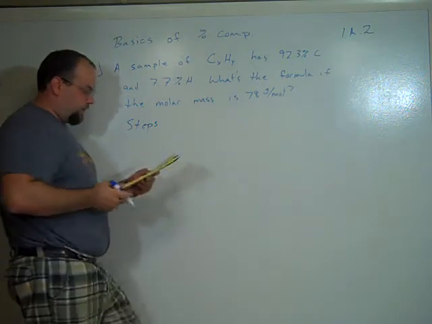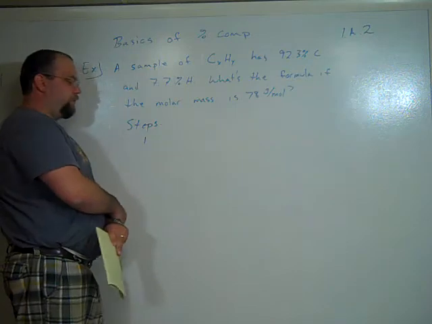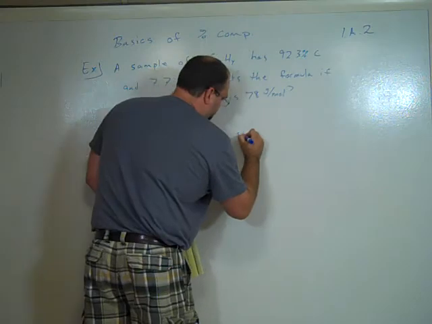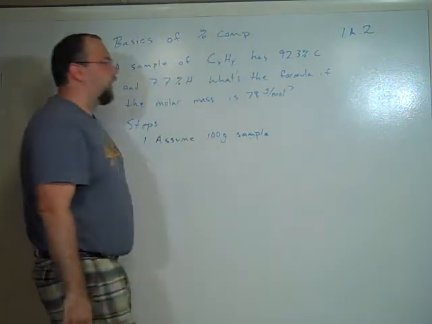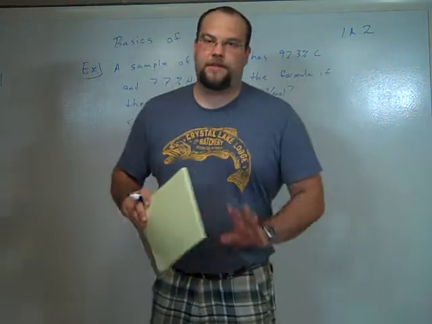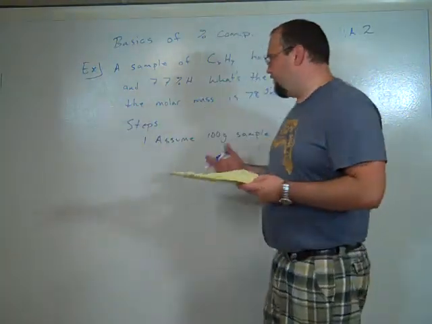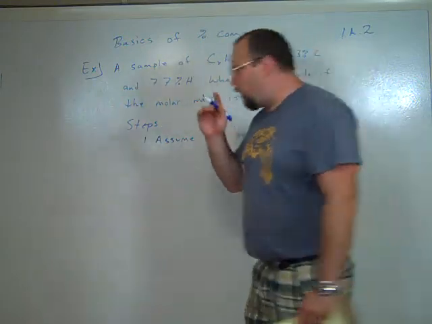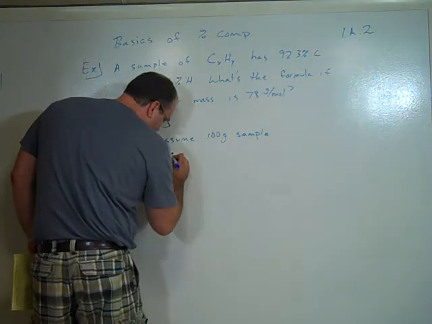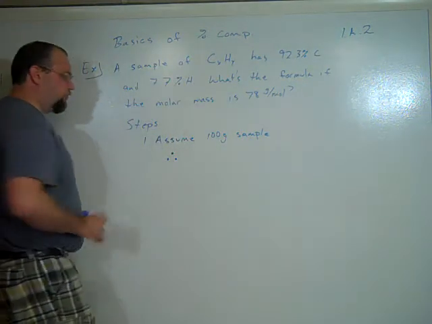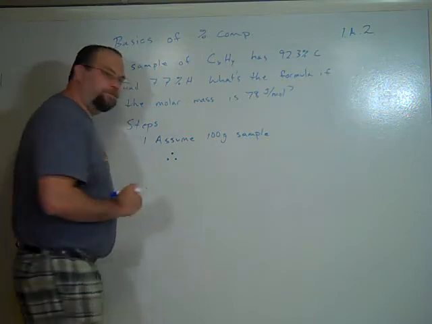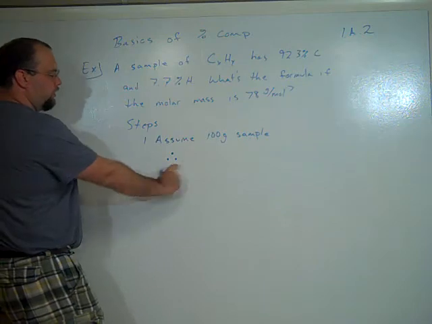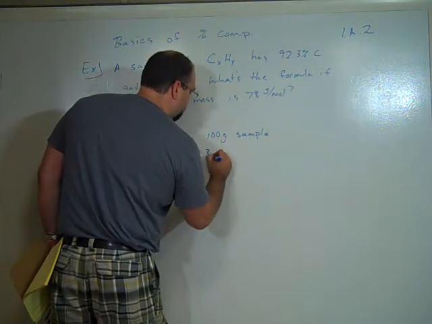So, the steps to that. The first thing we're going to do is assume a 100 gram sample. We do that because it makes the math easy. That's why we do anything, to make the math easy. So if I have a 100 gram sample, therefore, and I'm going to show you something really cool, a therefore sign is a triangle of dots. That means therefore. So assume a 100 gram sample, therefore I would have 92.3 grams of carbon.